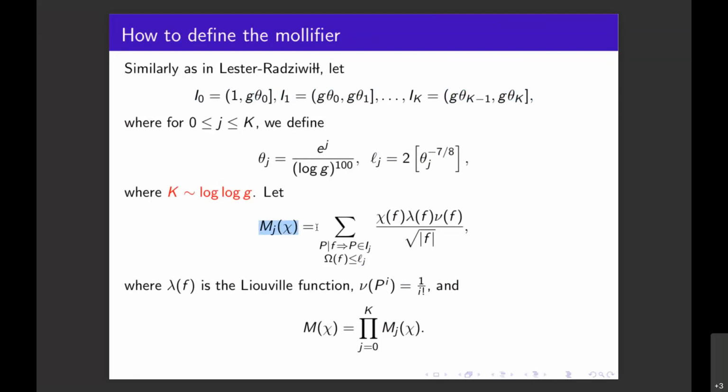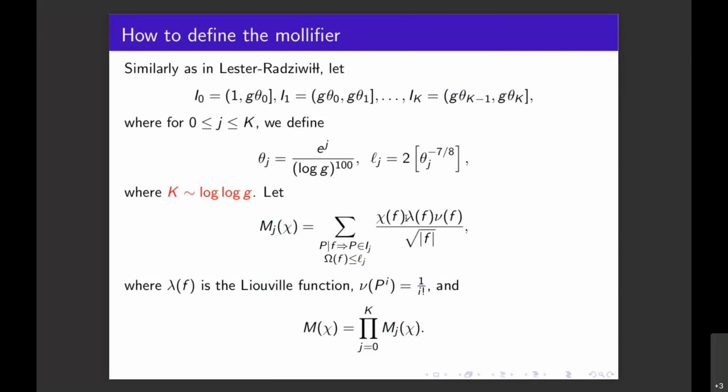And then Mj is kind of what you would expect. Here we have the Liouville function, lambda of f, which takes care of the cancellation between the mollifier and the part of the L function coming from the interval ij. And then our mollifier will be the product of all these pieces. With this choice of mollifier, the argument works. So now we will get that the second mollified moment is bounded by q to the g times a constant.